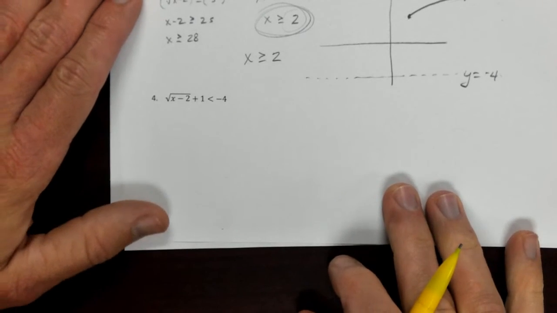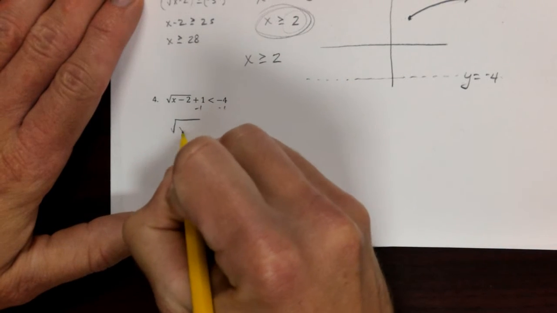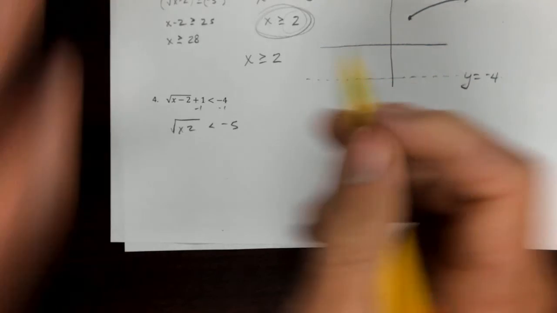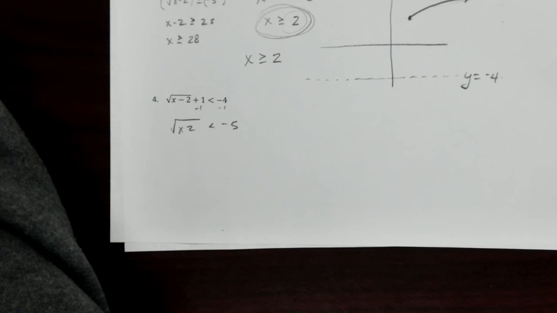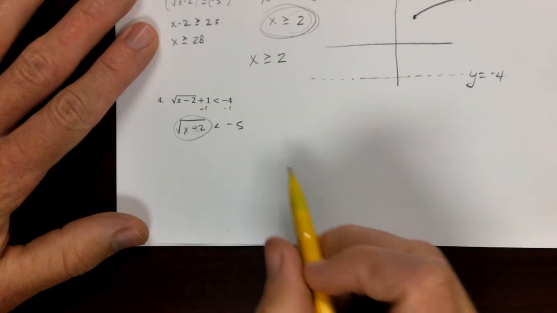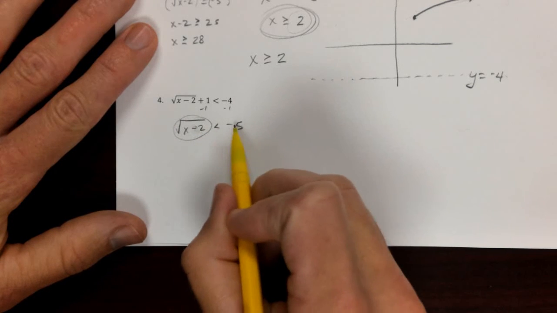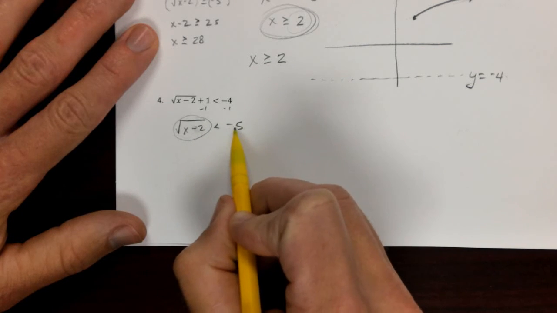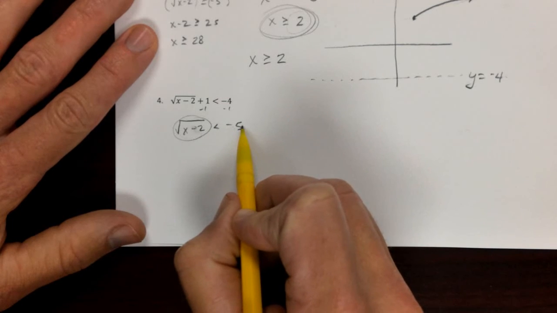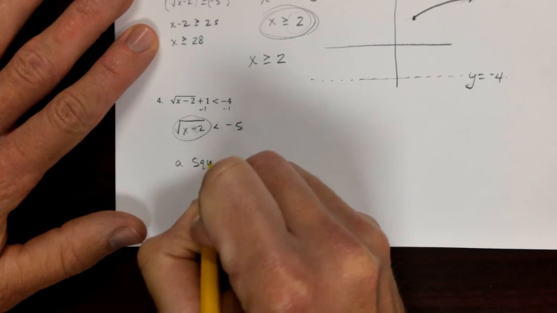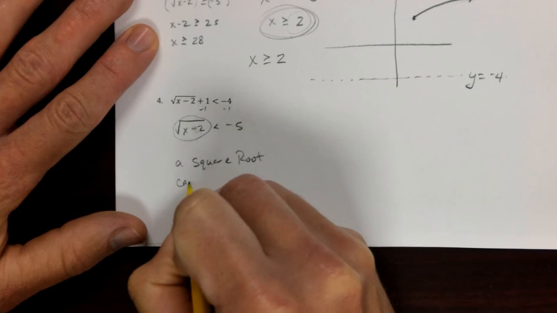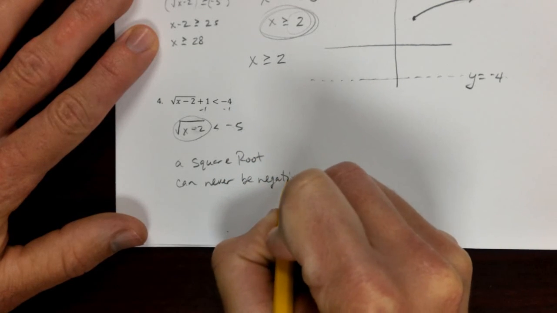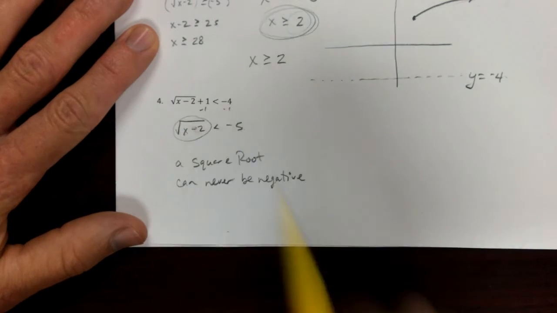All right, same thing for number 4. We're going to subtract 1 on both sides, so we get the square root of x minus 2 is less than negative 5. Now I'm looking for numbers that make this square root less than negative 5. How in the world can I have a square root that's less than negative 5? A square root can never be negative. There's nothing I can plug in here to make that square root negative.